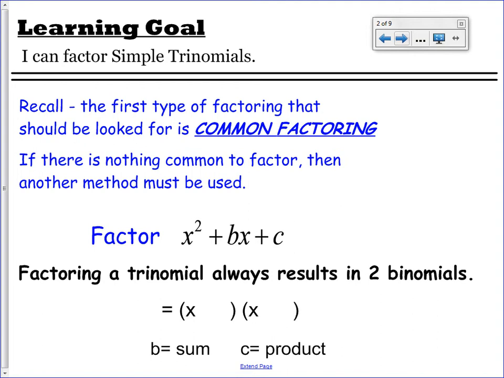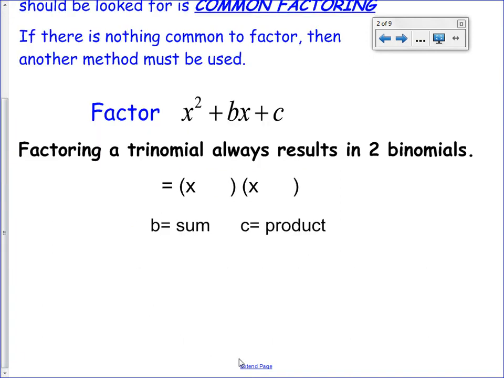So here, I have here, it says factor x squared plus bx plus c. These are the type of trinomials that we're going to be looking at. A is equal to 1, which means in front of the x squared, there will be a 1. That's what makes it simple for today. So factoring a trinomial will always result in two binomials.